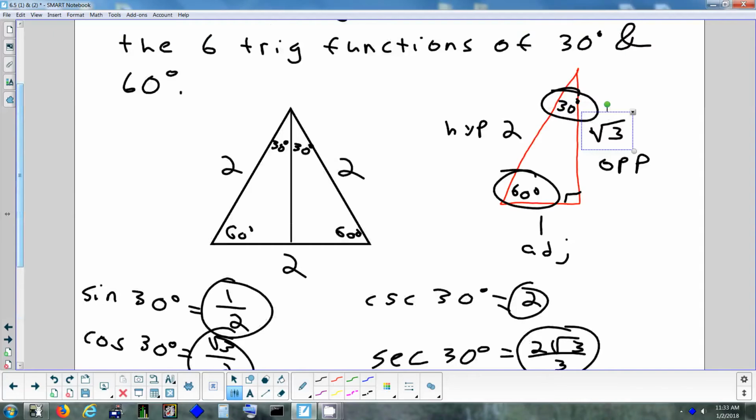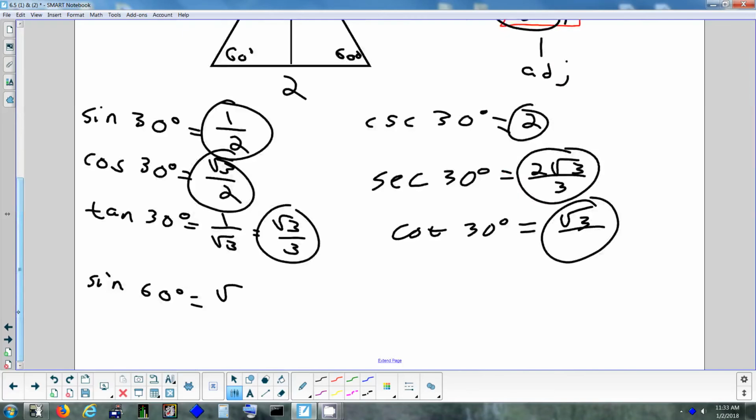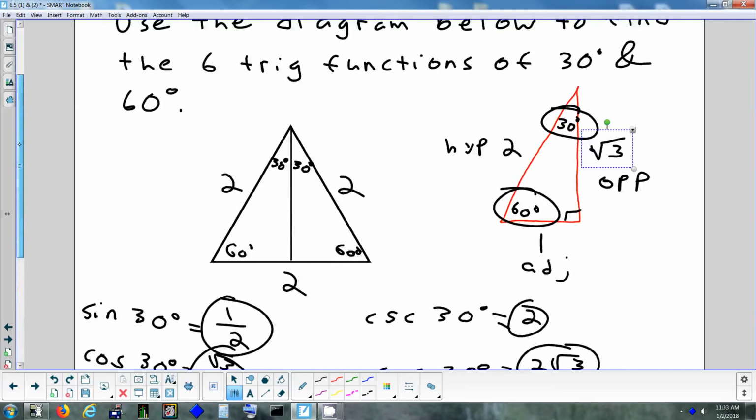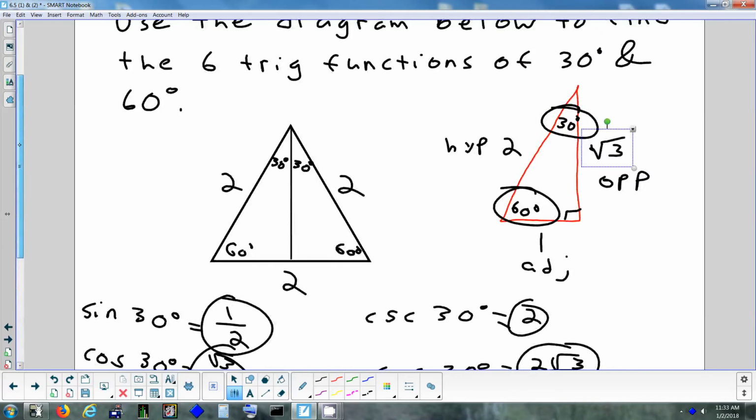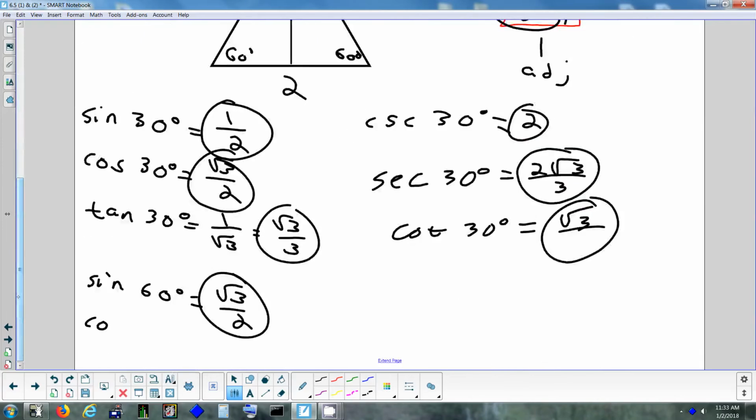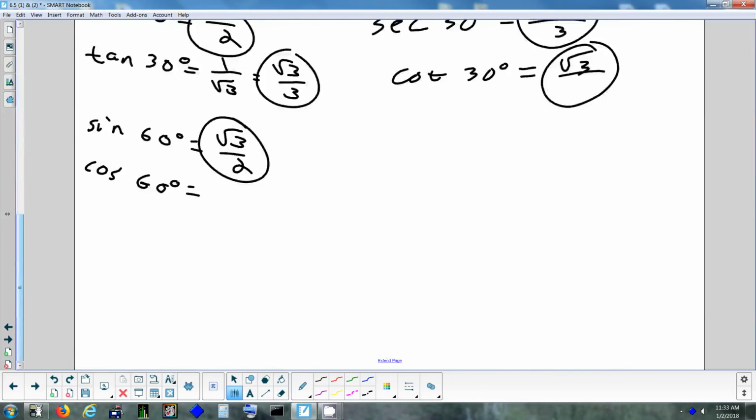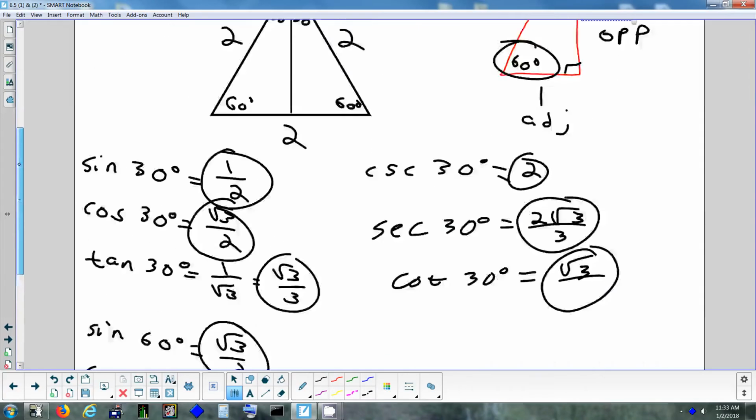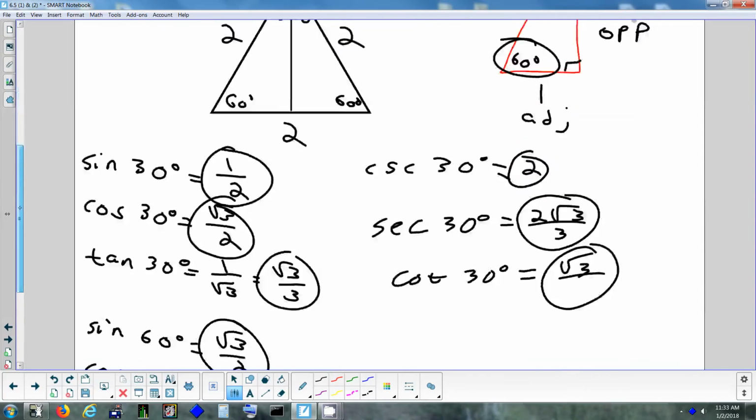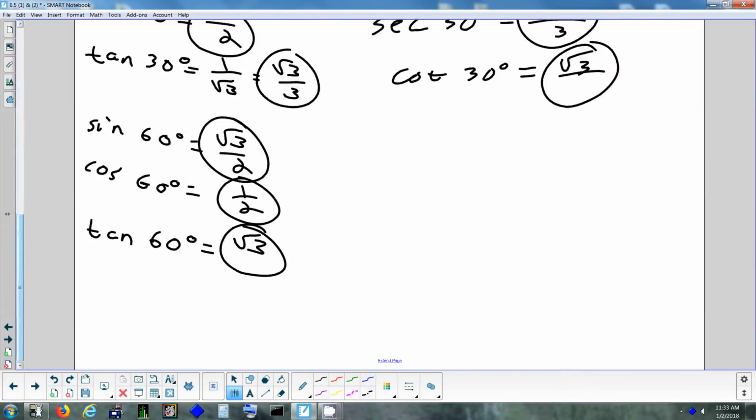So let's go through. Sine is opposite over hypotenuse. Cosine is adjacent over hypotenuse, so 1 over 2. And tangent, opposite over adjacent. Square root of 3 over 1. So things switched places, but I don't think they switched places exactly like we said. Let me do the other 3, and then I'll circle what switched places.